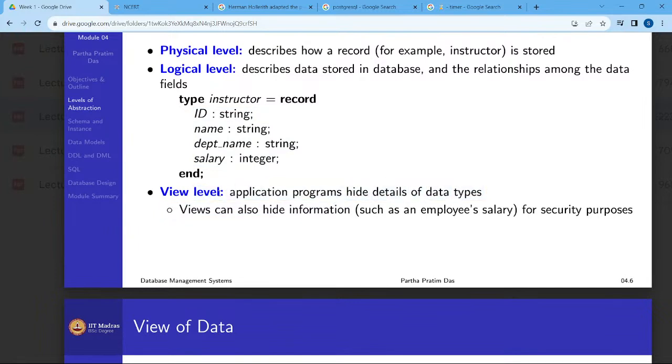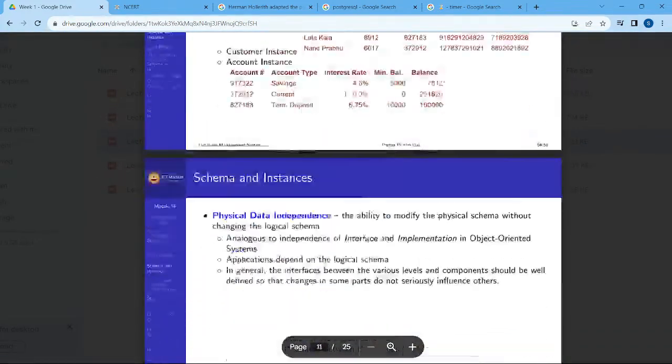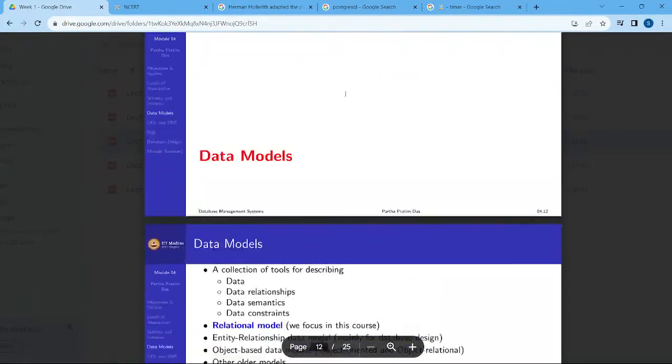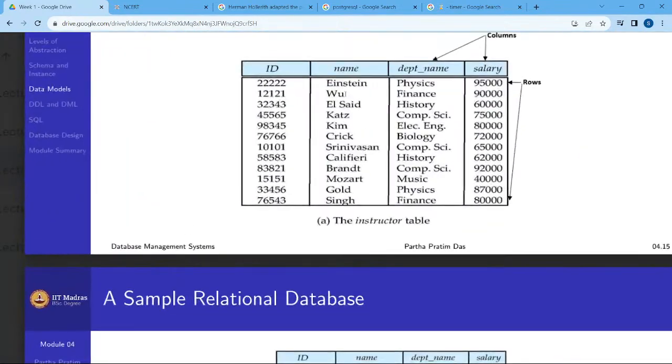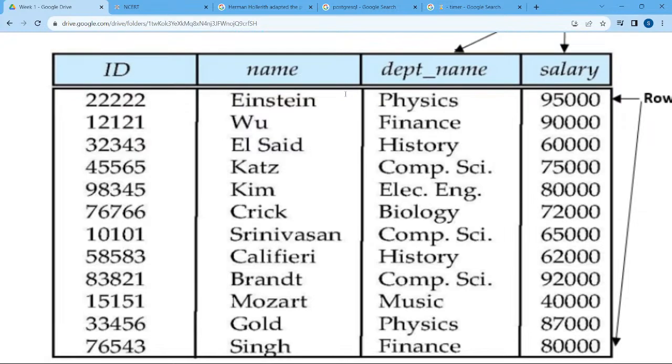View level is the final level of abstraction, where application programs hide details of data types, right? So when you finally see the table, you won't be seeing that id is string. They won't show it to you like that. They would show you the table. This is view level, right?